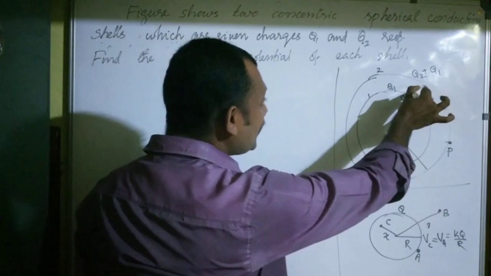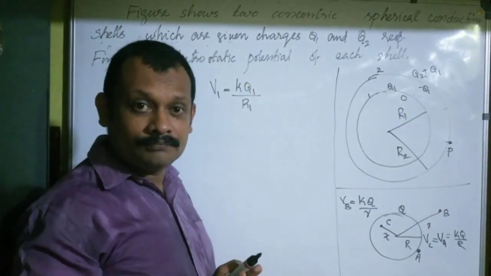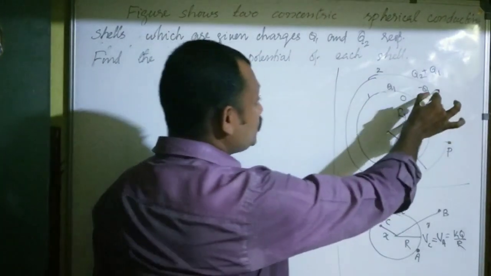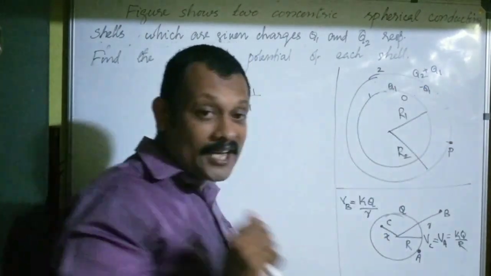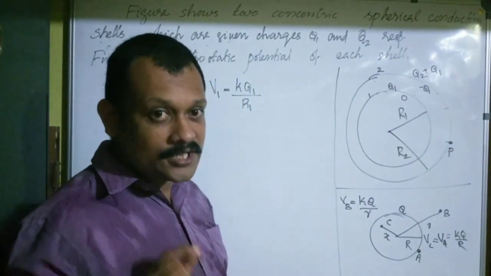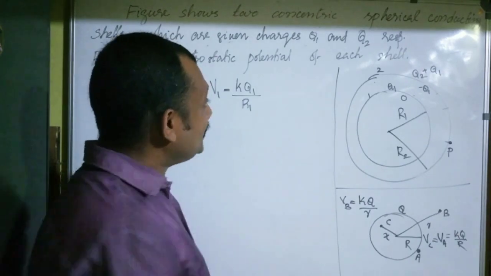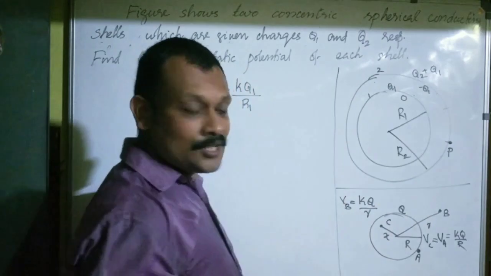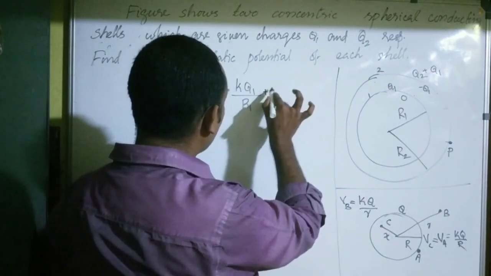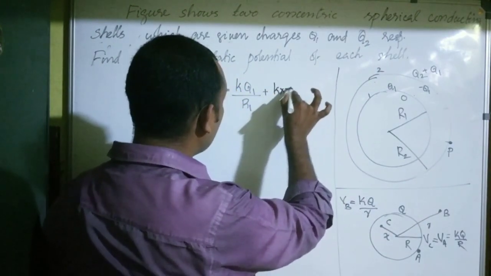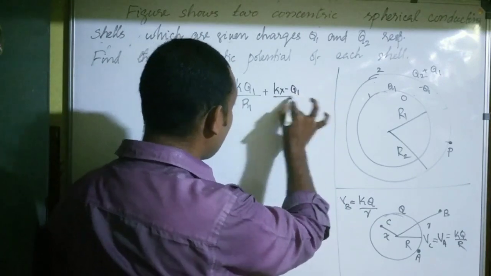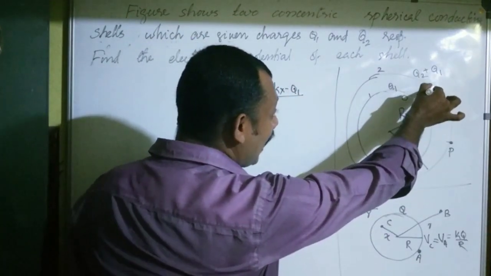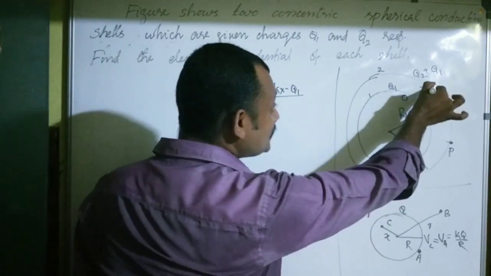Now, I am considering the potential due to minus Q1, which is on the inner surface of the second sphere. And the surface of sphere 1 is inside the sphere, which means the second term I can write is K into minus Q1 divided by R2, the potential due to this minus Q1, since this sphere is inside the second sphere.